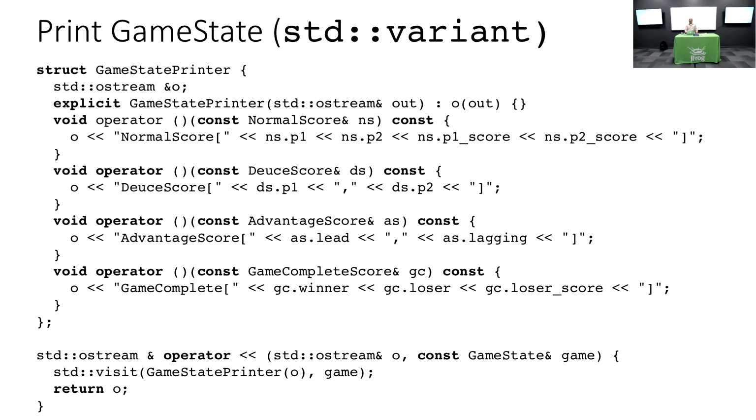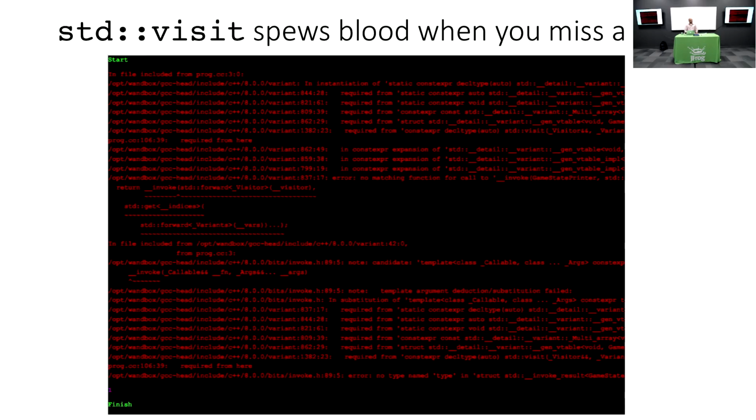The only difference here is that it is library powered. This is not a first class capability in the language. But then what happens when you miss a case or something like that? std::visit simply spews blood on your face. This is std::visit's way of saying that, hey, you are missing a single case, or maybe two.